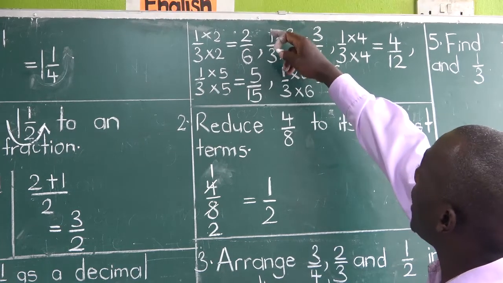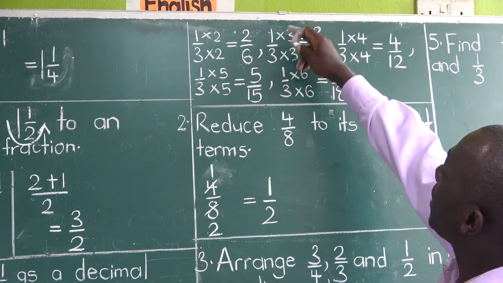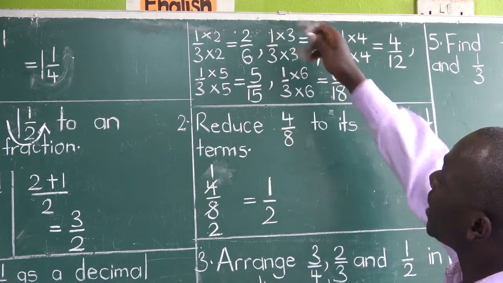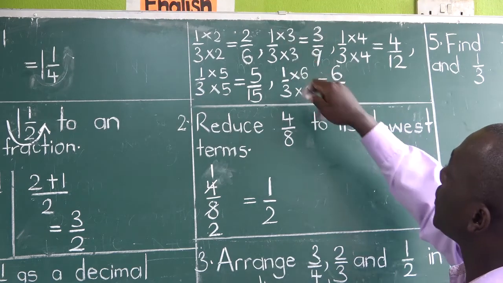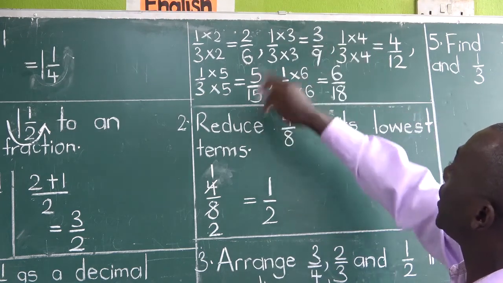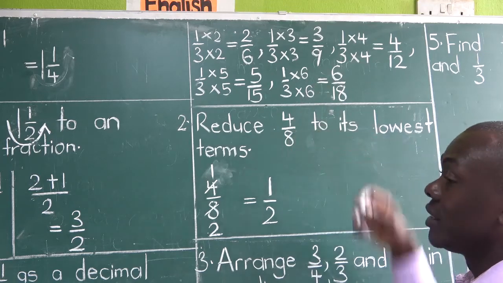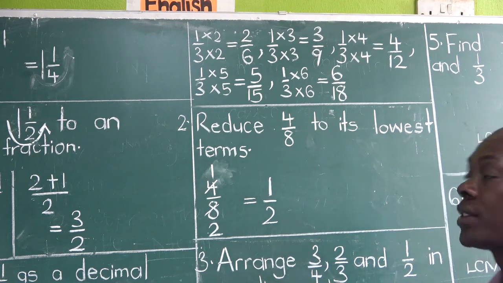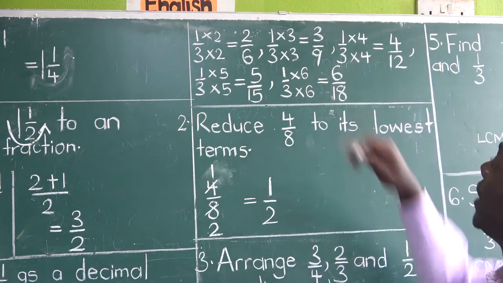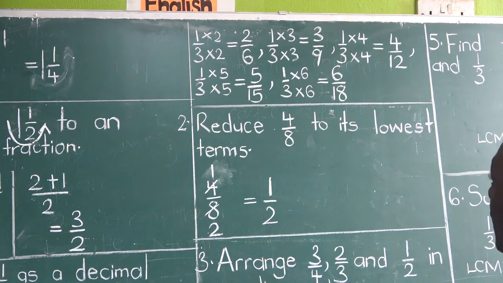You still maintain our third, then multiply by 3 up and down, times 3 times 3, where 1 times 3 you get 3, 3 times 3 you get 9. The second equivalent fraction to a third is 3 out of 9, or 3 nines. So write it as 3 nines or 3 out of 9.